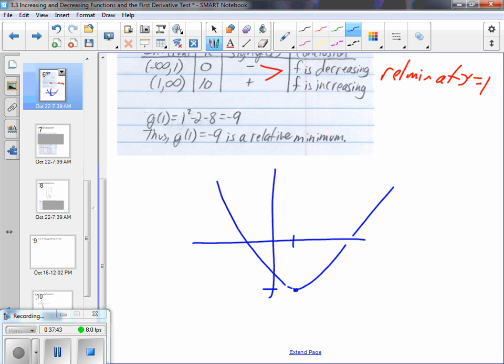Now, I have no idea if it's a big, fat, wide parabola. Maybe it's not even a parabola. Maybe it's something else. But I know it looks basically like that. If the derivative equals 0, it changes the sign. Okay?